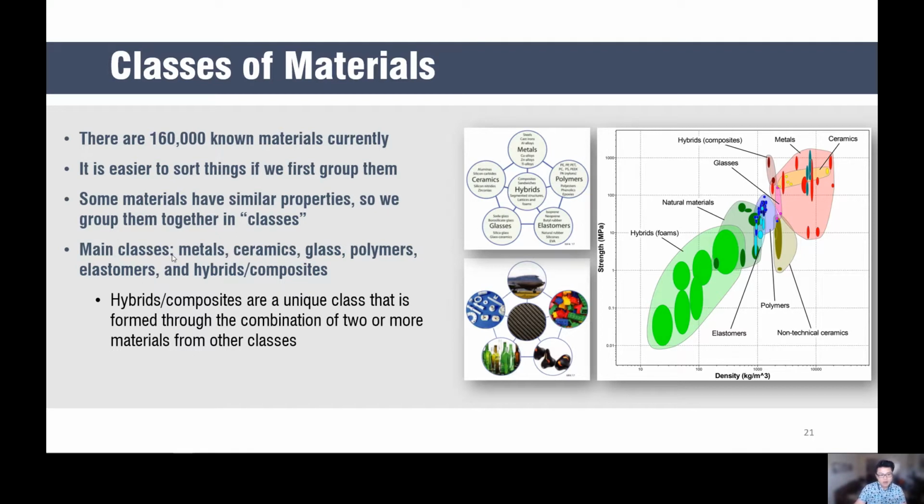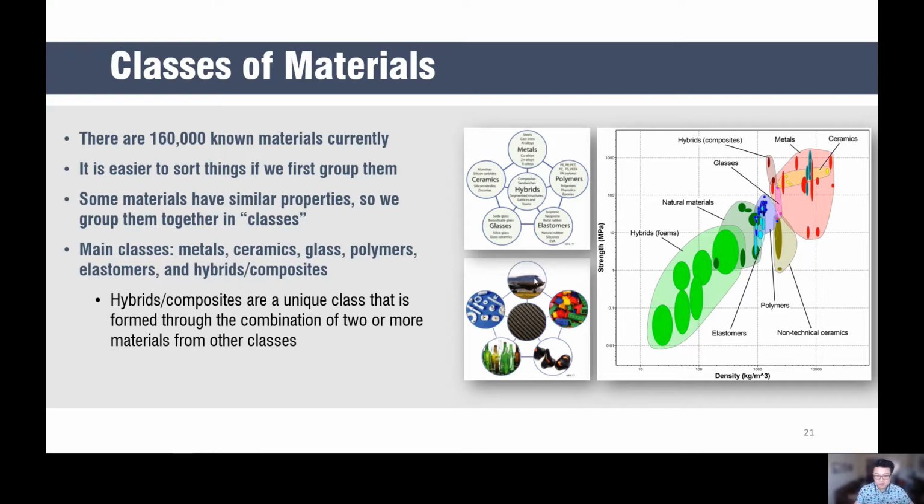In general, we have the following classes of materials. We have metal, ceramics, glass, polymer, and elastomer. Elastomer is a specific type of polymer that has an elastic property. For example, rubber and silicone can be highly stretched, and when you let go, they bounce back. That's elastomer. And then we also have finally another group, so we have 5 plus 1. The sixth material class is hybrid, composite.